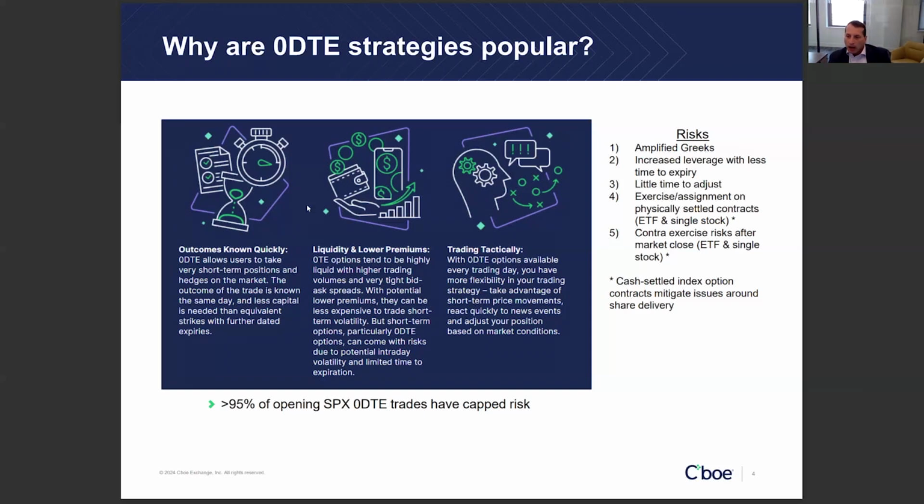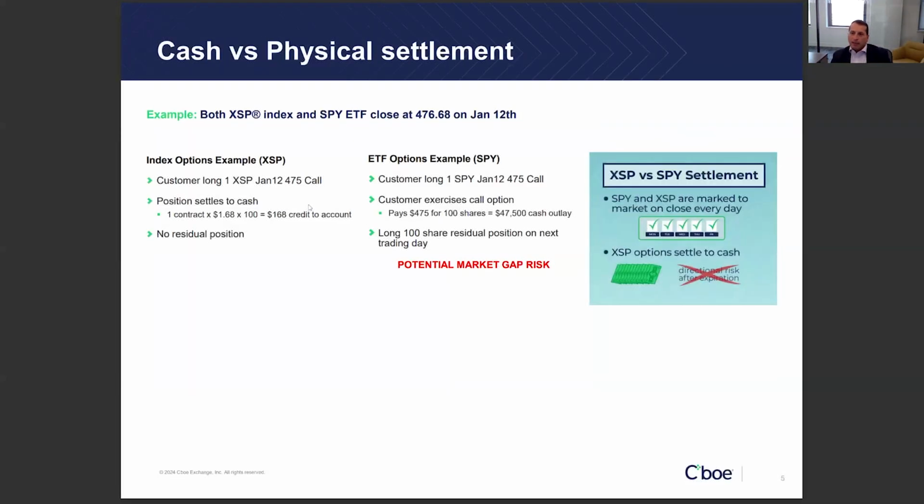So to give an example, we're going to cover some of the differences between index and ETF options. So cash and physical settlement. This actually shows how much the market had moved for some time. I took this snap in January.